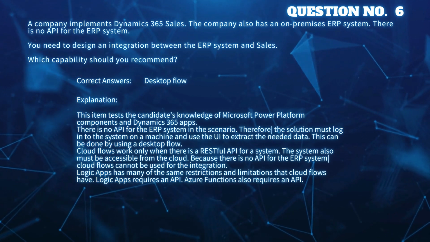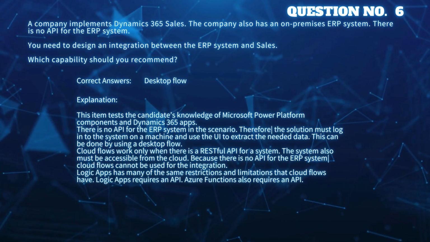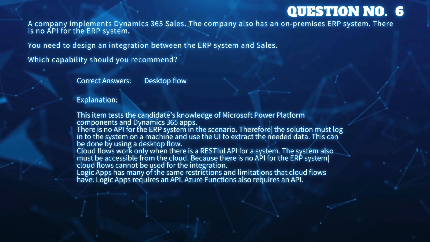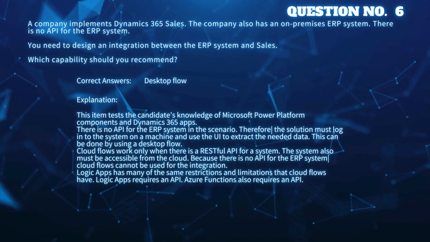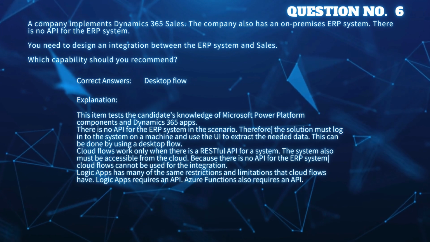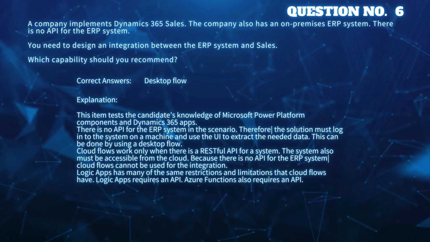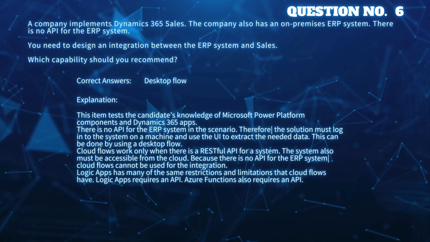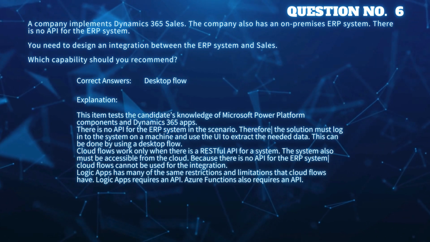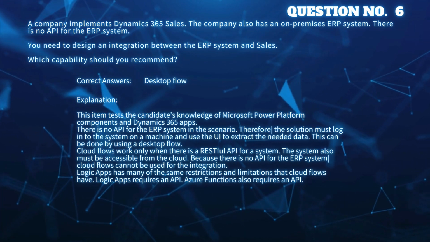There is no API for the ERP system in the scenario. Therefore, the solution must log into the system on a machine and use the UI to extract the needed data. This can be done by using a desktop flow. Cloud flows work only when there is a RESTful API for a system. The system also must be accessible from the cloud. Because there is no API for the ERP system, cloud flows cannot be used for the integration.